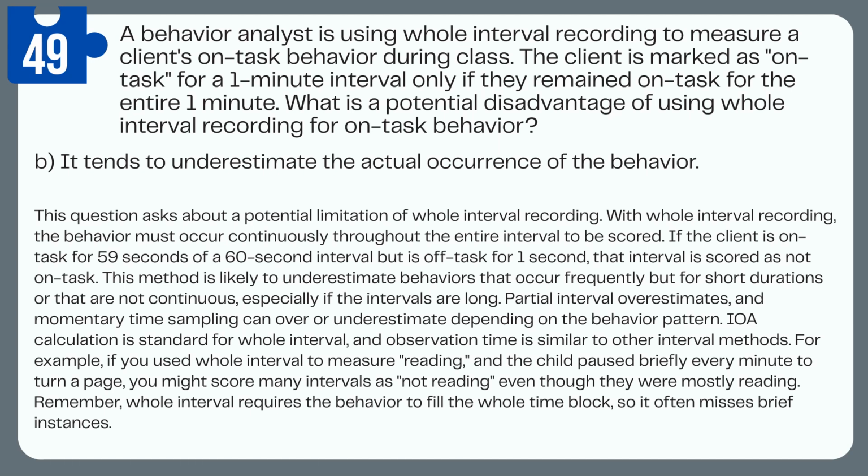Partial interval overestimates, and momentary time sampling can over or underestimate depending on the behavior pattern. IOA calculation is standard for whole interval, and observation time is similar to other interval methods. For example, if you used whole interval to measure reading, and the child paused briefly every minute to turn a page, you might score many intervals as not reading, even though they were mostly reading. Remember, whole interval requires the behavior to fill the whole time block, so it often misses brief instances.